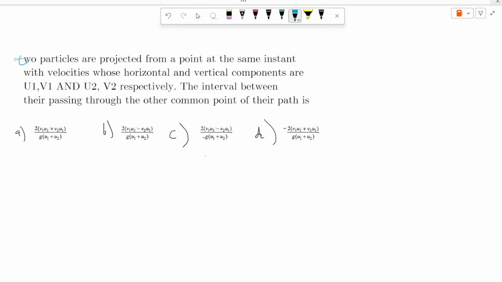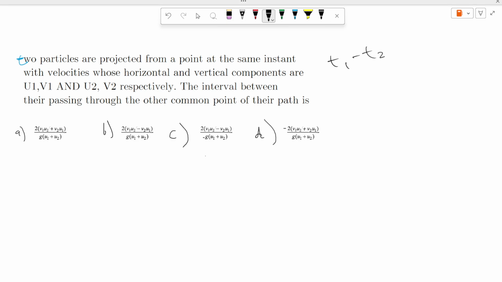Two particles are projected from a point at the same instant with velocities whose horizontal and vertical components are u1, v1 and u2, v2. You could also write it as u1 cos theta 1 or something, but I just chose to not write it as that. Now we need to figure out the interval between their passing through the other common point of their path. Okay, so what we need to figure out is t1 minus t2, right?